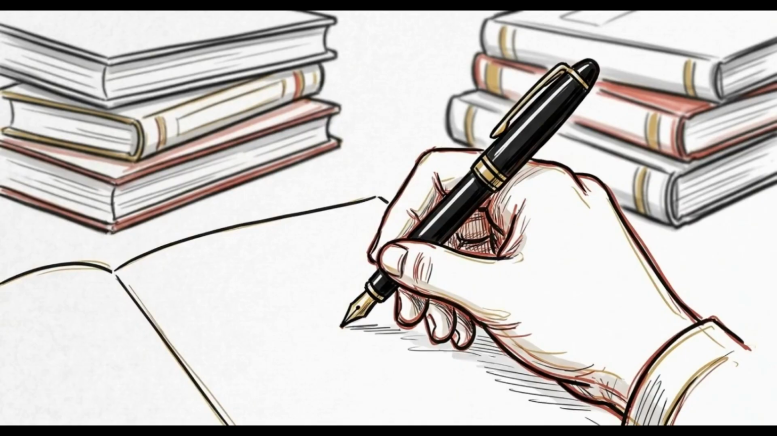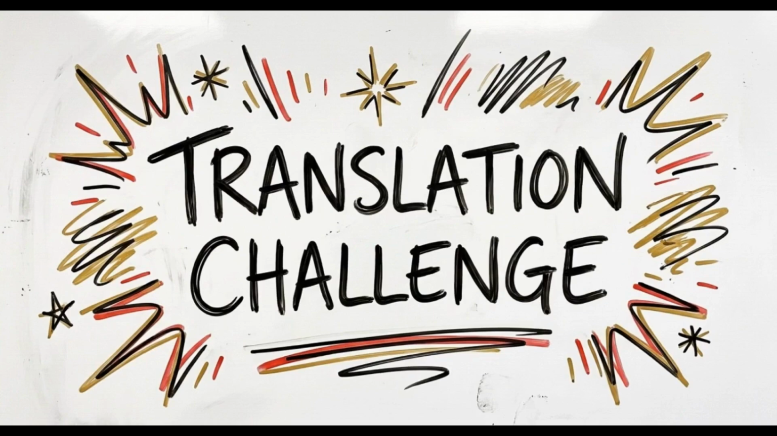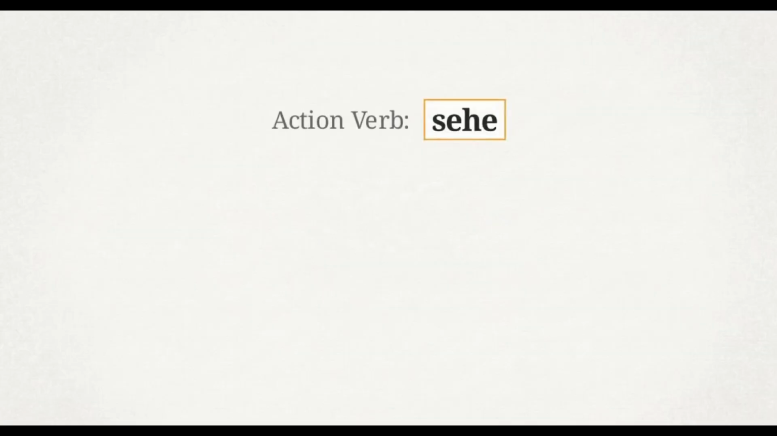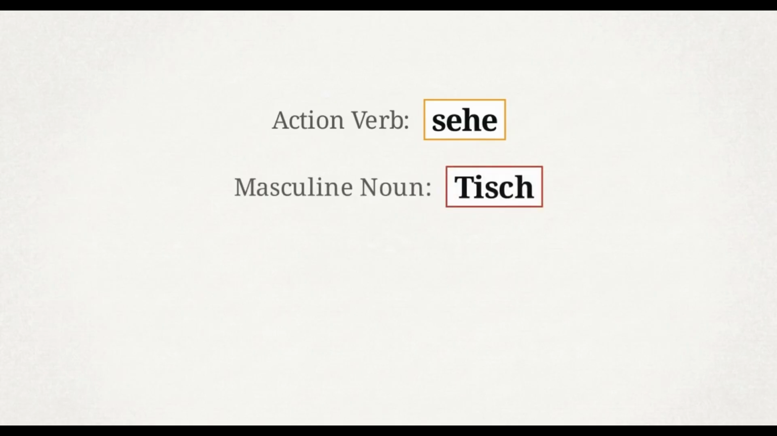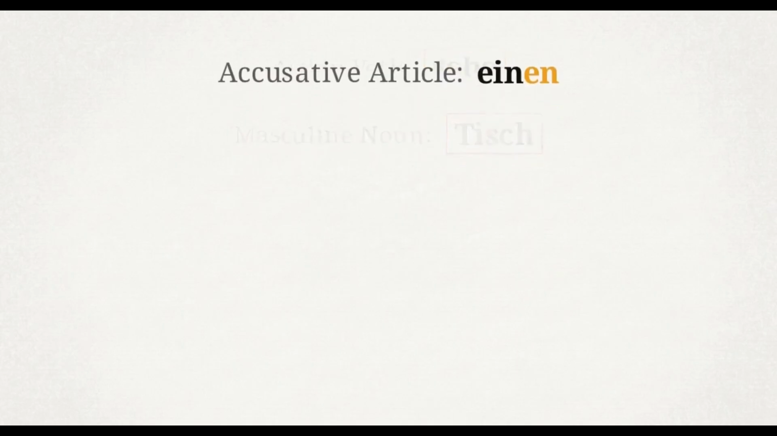Let's put everything together into a final challenge, testing the accusative case and our spelling quirk. We want to translate, I see your plural table. Step 1. We're using an action verb, and table is a masculine noun. That means our standard accusative article is einen.